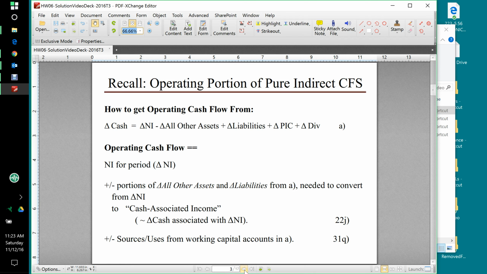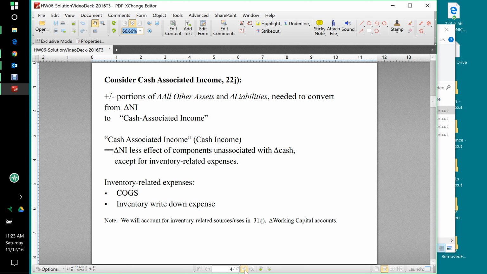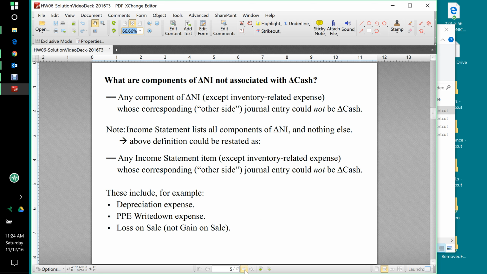There are a few things I've put down here which might be important for you to review from the chapter, particularly about pure indirect cash flow statements. I'm going to skip over these. They are in the text and have been covered pretty fully elsewhere.